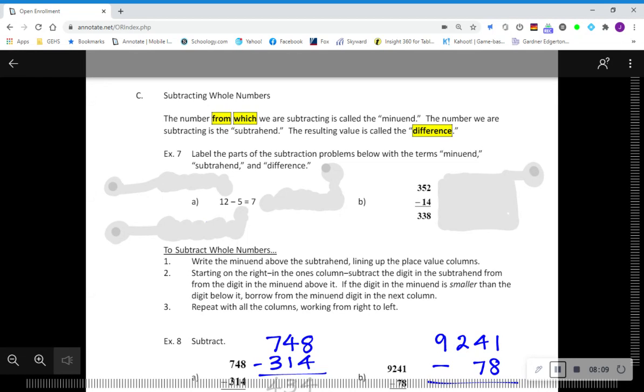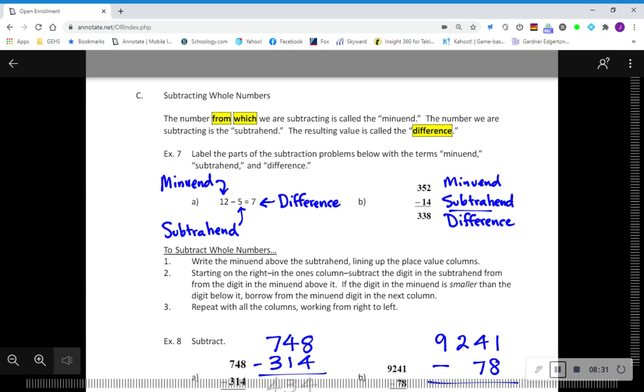It's not that important. The one that I care about the most here, to be honest, is the difference. That's the result. But these words, minuend and subtrahend, are really not used even very often in a math classroom. So here we go. Label the minuend minus the subtrahend, and you'll get the difference. And in this one here, the minuend is the top number.